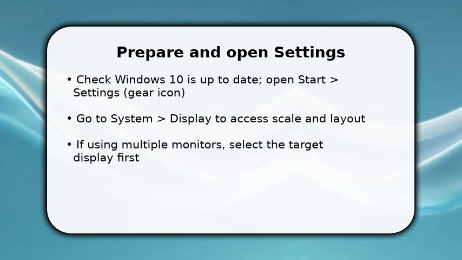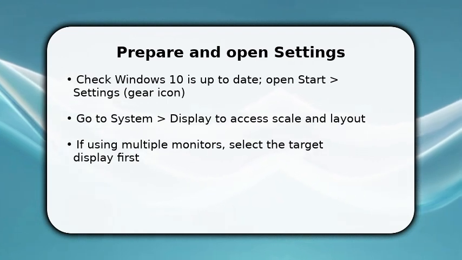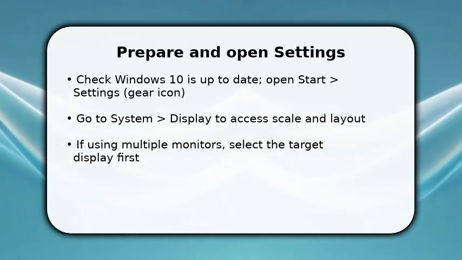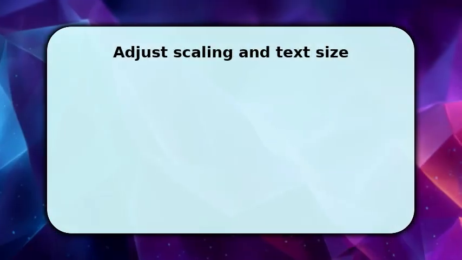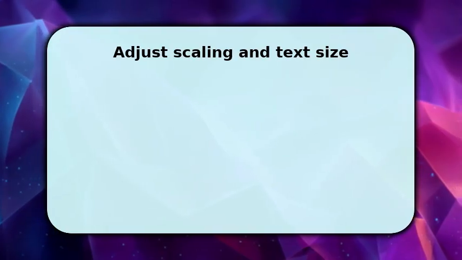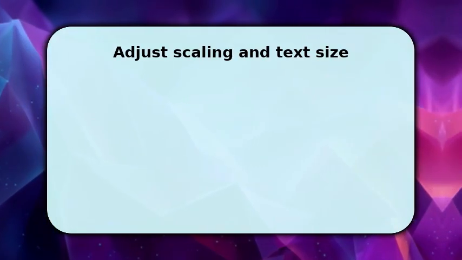Now you change actual size. Use the scale drop-down to lower from 125% to 100%, or try a custom percent in advanced scaling settings. Enter 90% or 95% for smaller fonts. Once done, sign out and back in if prompted so apps update.